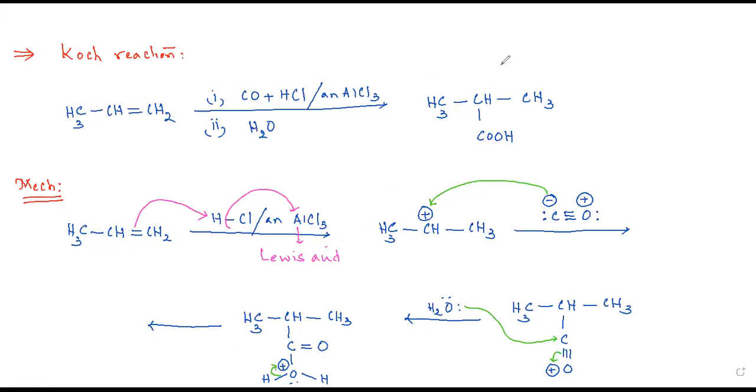Minus H plus. See, in the first step, we considered H plus, and now we are losing it. So finally we get CH3, CH, C double bond O, then OH, of course the carboxylic group, then this CH2. So the mechanism is quite interesting. Okay, check this out.